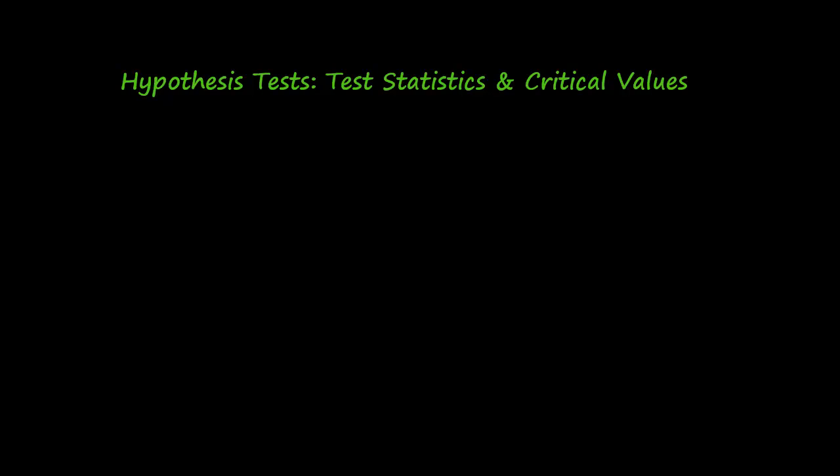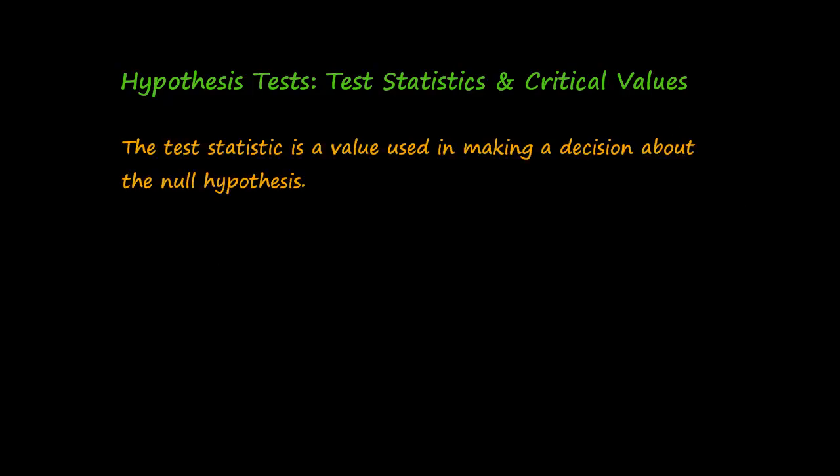In a hypothesis test, we ultimately make the decision to either reject the null hypothesis or fail to reject the null hypothesis. Test statistics and critical values can be used to make that decision. So the test statistic is a value used in making a decision about a null hypothesis.